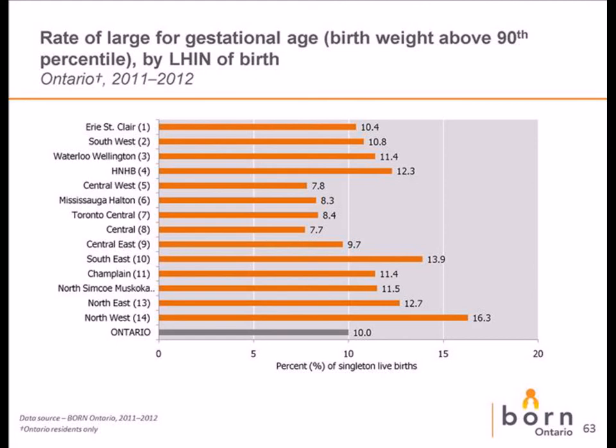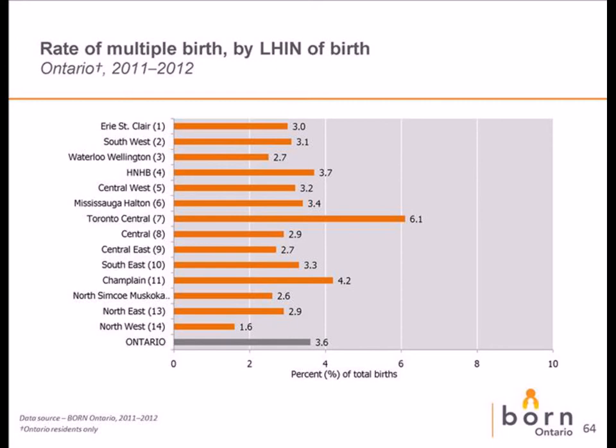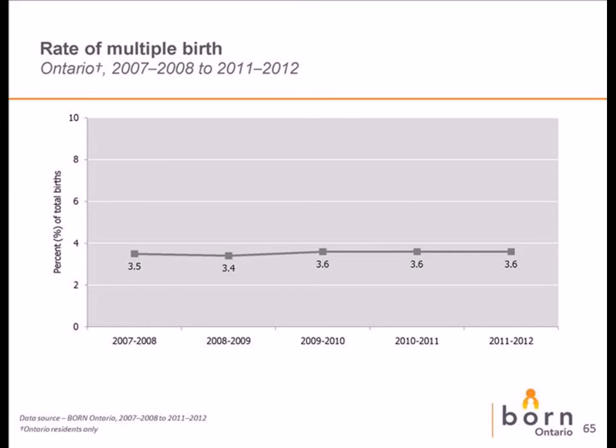And then the LGA, the larger gestational age, which we know seems to be higher in the north, bigger babies. This would certainly have a relationship to diabetes, but also obesity in the population as well. And as we mentioned earlier, the rate of multiple births in the population.